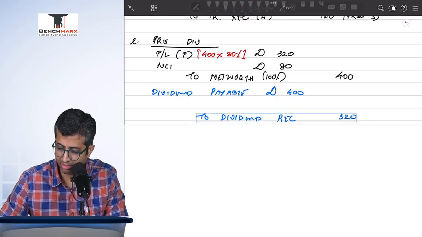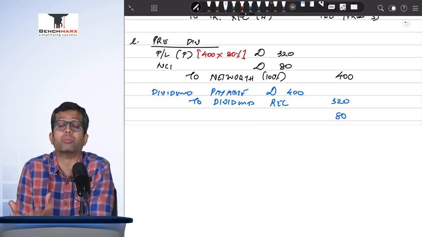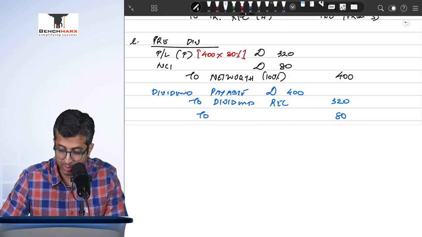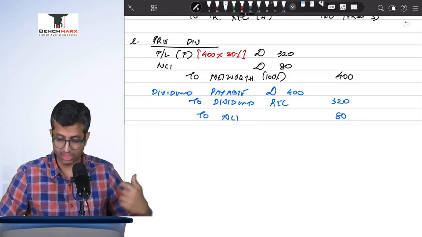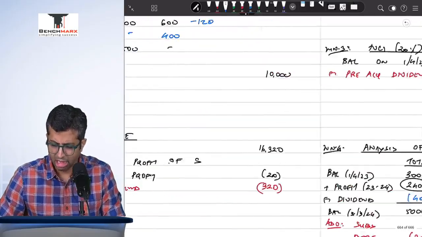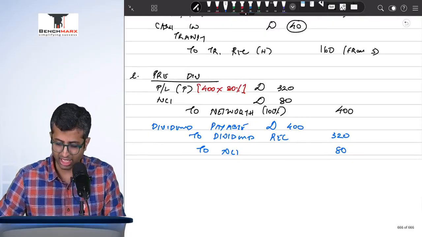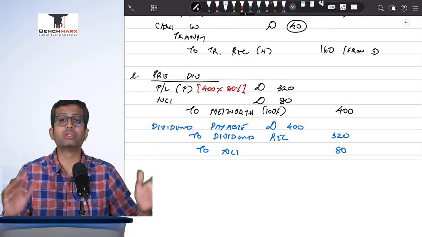However, is there a remaining balance? Yes, sir. This 80 is attributable, is payable to whom? I have not yet paid it, but it is payable to whom? So it is payable to NCI. So NCI is saying that, okay, you have reduced me by 80 rupees for whatever reasons. However, I am still yet to receive that 80 rupees. And hence, when I eliminate it, I am saying that I am not just eliminating 320. Yes, 320 has to be knocked off.